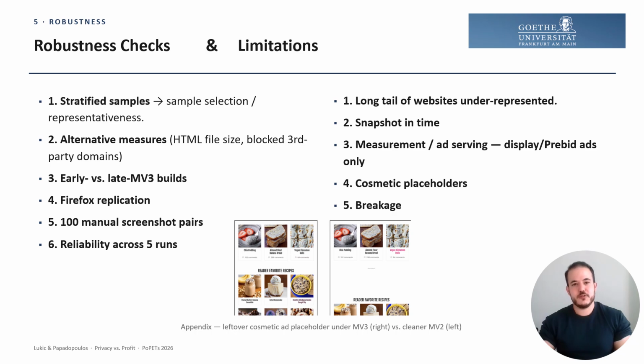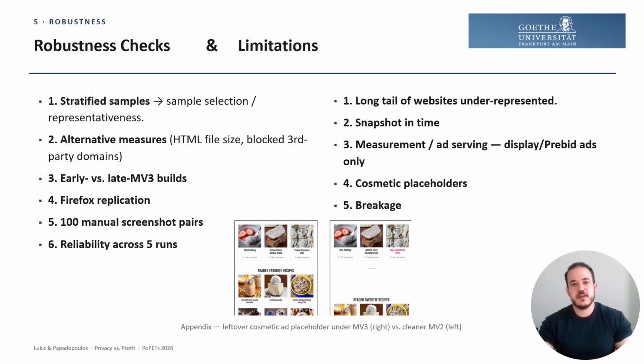To make sure that our measurements and our results are robust, we run several additional tests. We run our browser-based experiment on a stratified sample of websites, stratified by popularity, including also less popular websites and not just particularly popular websites. We measure ads and trackers with alternative measures. We compare early versus late MV3 builds. We replicate our results on Firefox, and we check the reliability of our measurements across 5 runs and find consistent results for these tests.